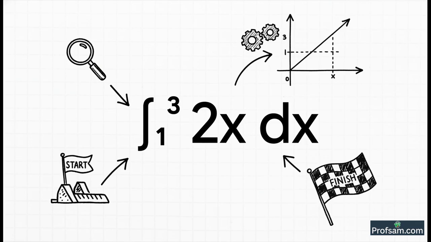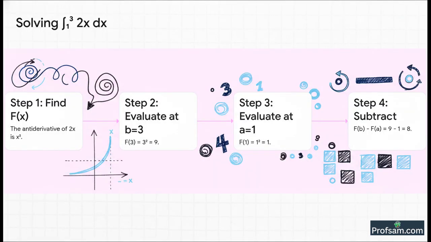All right, here's our challenge. Evaluate the definite integral of 2x from 1 to 3. So our function f of x is 2x, our lower limit a is 1, and our upper limit b is 3. Let's fire up that new superpower. Let's break this down. Step 1, what's the antiderivative of 2x? Easy. Using the power rule, it's just x squared. So our f of x is x squared.